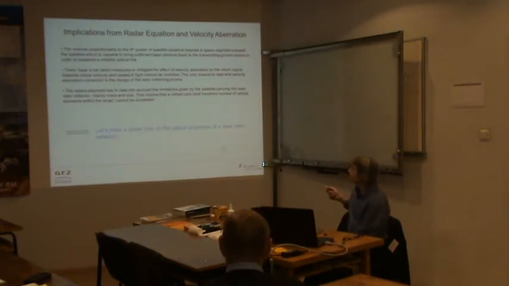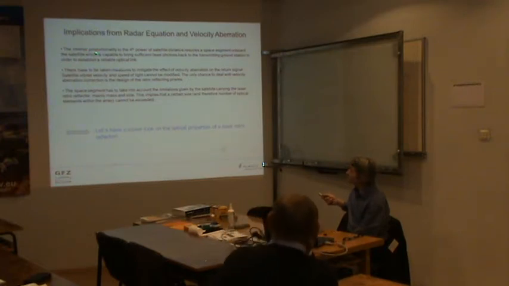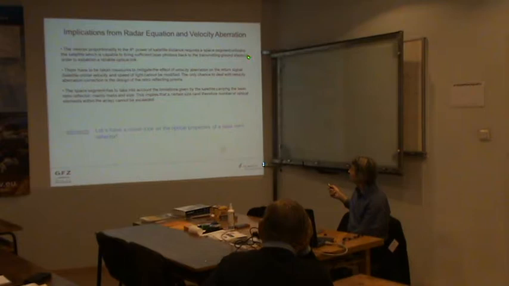From those two things we have to deal with, the radar equation and the velocity aberration, we have some implications. The first is that we have the inverse proportionality to the fourth power of satellite distance. That means we need a space segment on board the satellite which is capable of bringing a sufficient number of photons back.